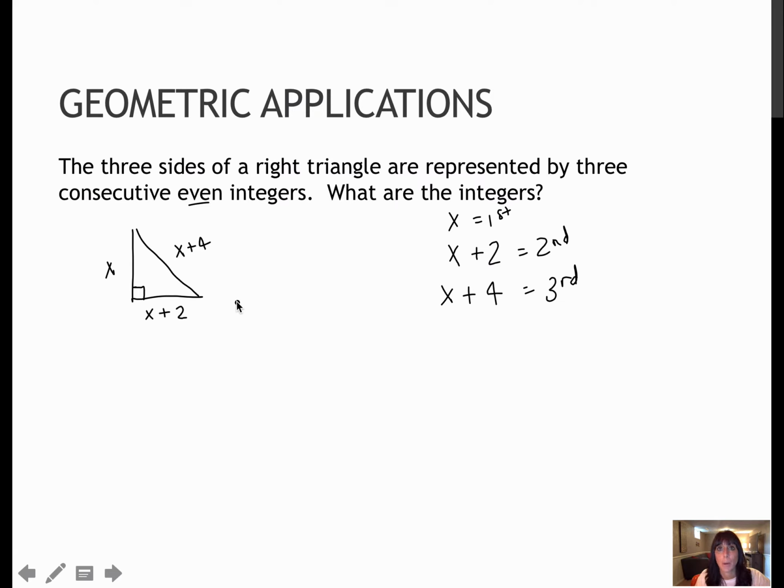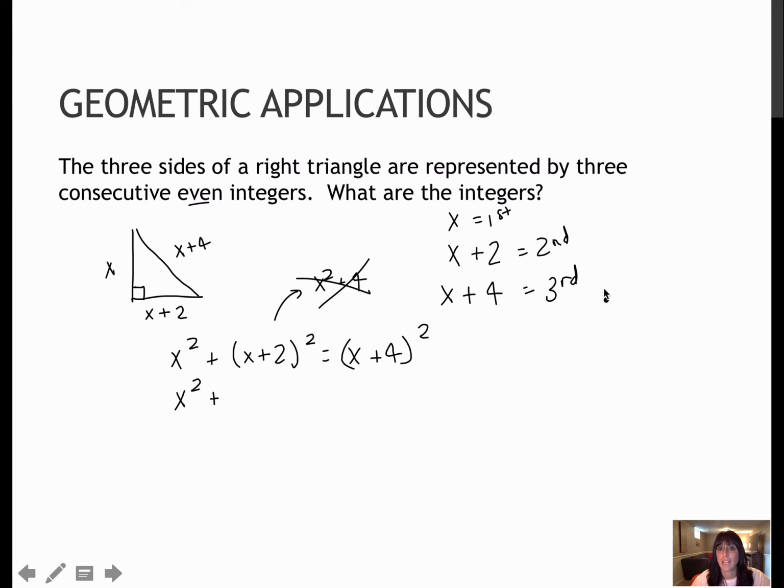Another thing I know about right triangles is that they use the Pythagorean theorem, which is leg squared plus leg squared equals hypotenuse squared. So x squared plus (x plus 2) squared, those are the two legs, equals (x plus 4) squared, and that's the Pythagorean theorem. So now I'm just going to FOIL everything out. Remember, this is (x plus 2) squared. This is not x squared plus 4.